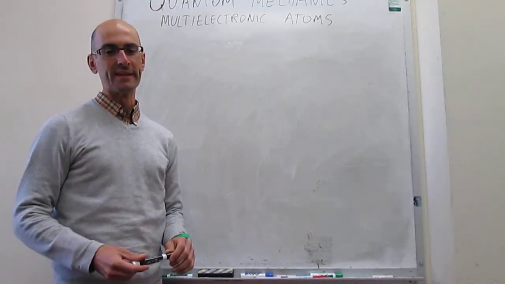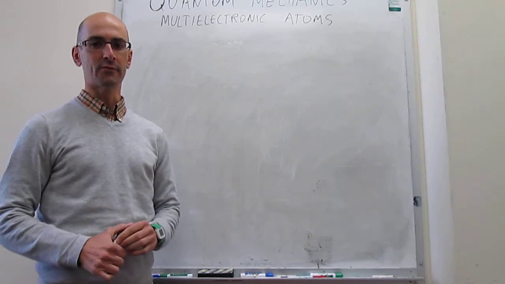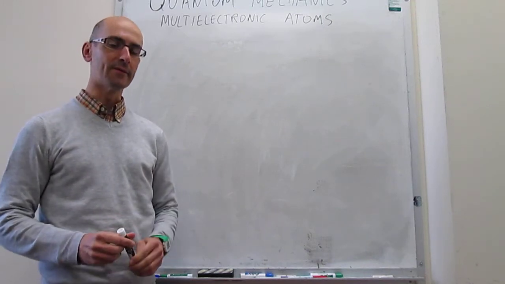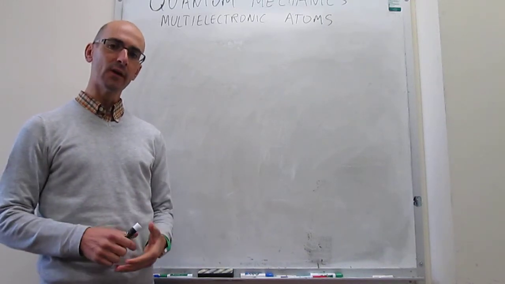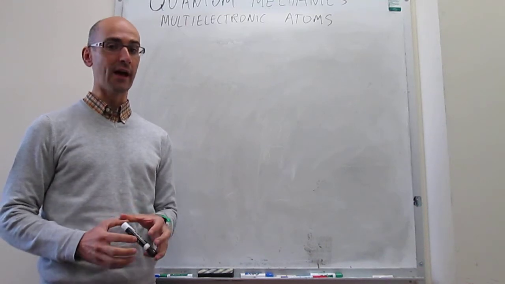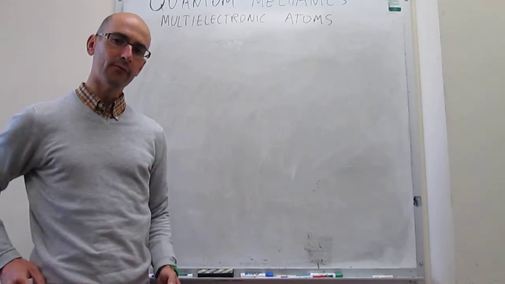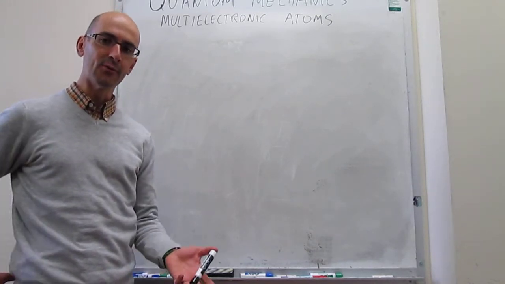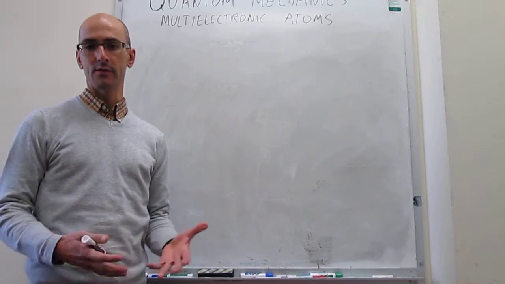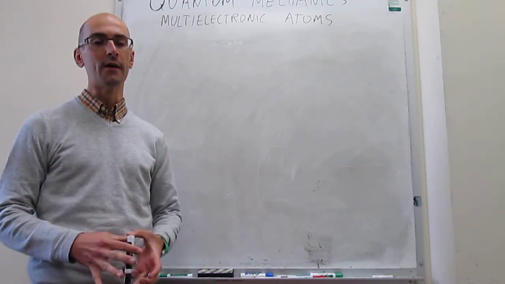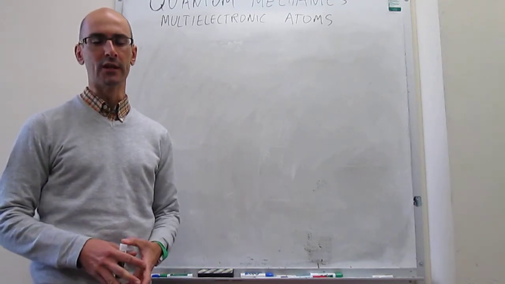In this video we begin a discussion of the electronic structure of multielectronic atoms. In the prior videos we have seen how to solve the Schrodinger equation for the hydrogen atom or hydrogenic atoms that only have one electron. But of course most of the atoms in the periodic table have more than one electron, and the question is how do we describe what the electrons are doing in those multielectronic atoms.